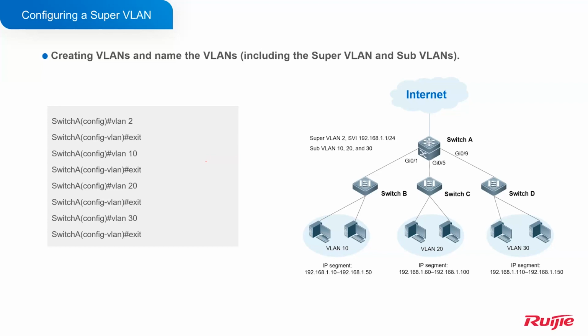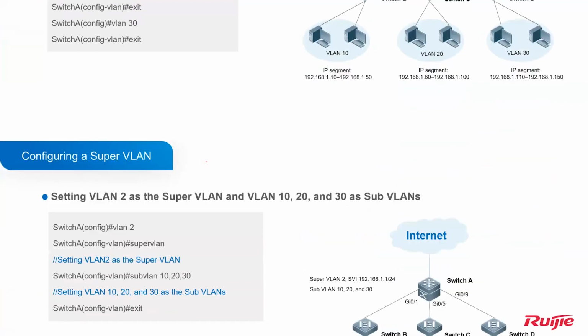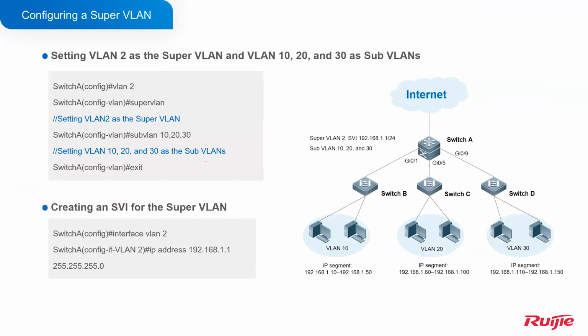So we should create all these VLANs by using the command you can see on the left. And after creating these VLANs, next, set VLAN 2 as a Super VLAN and VLAN 10, 20, 30 as the sub VLANs. So you can see VLAN 2, Super VLAN. This is the method to set VLAN 2 as a Super VLAN. And for sub VLAN 10, 20, 30, by using this command, we can set VLAN 10, 20, and 30 as the sub VLANs.